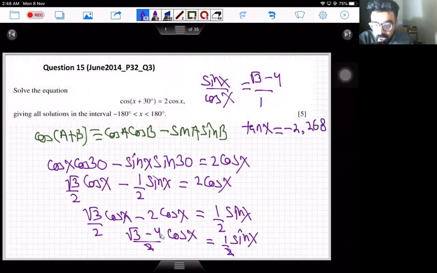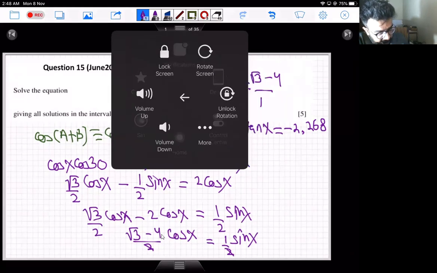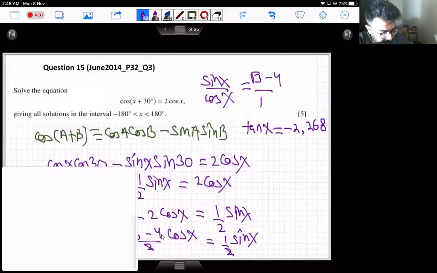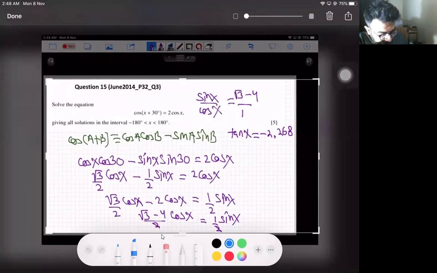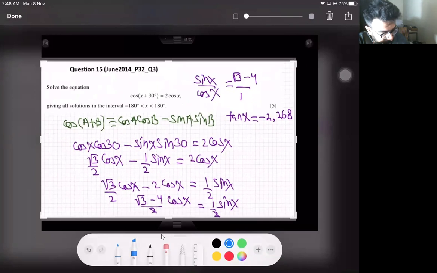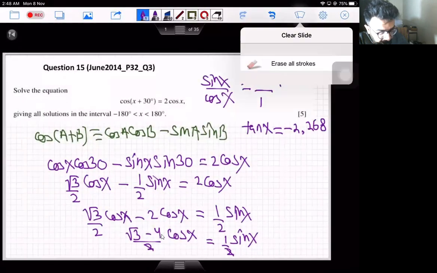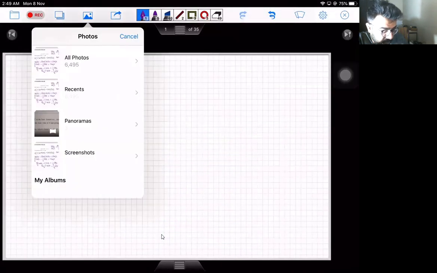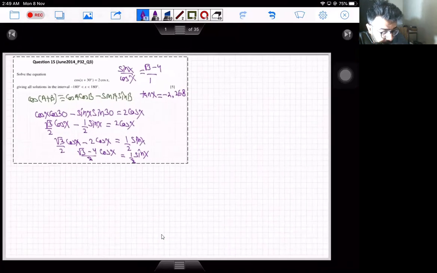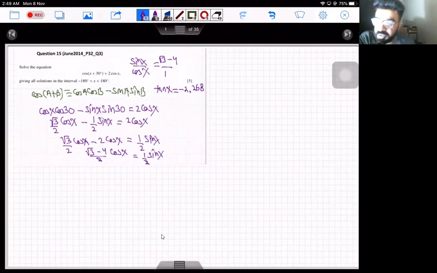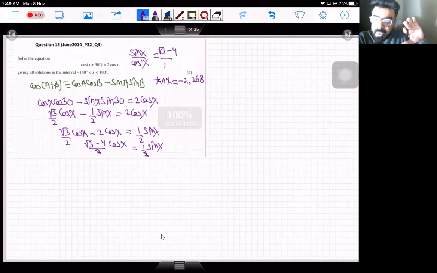Okay. Now we need to find the basic angle, and whenever you are finding the basic angle, you always ignore the negative sign, and the basic angle alpha will be tan inverse 2.268. And since we are considering the negative value of tan x, we will use the respective quadrants where the value of tan x is supposed to be negative. Okay, the complete procedure to solve any trigonometric equation.